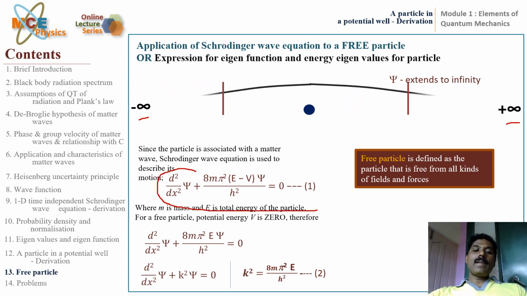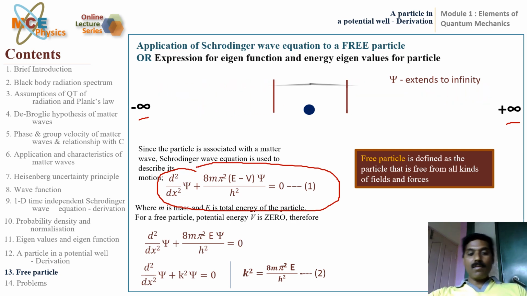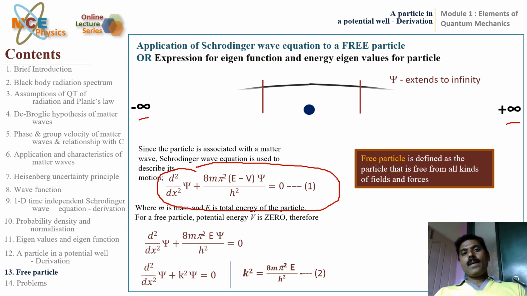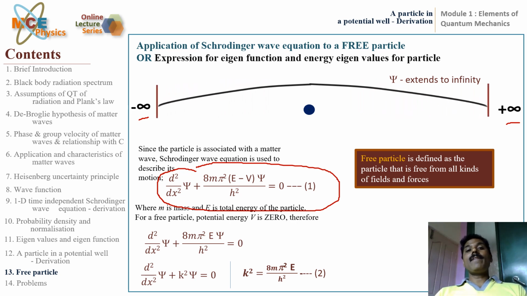d square psi by dx square plus 8 pi square m (E minus V) psi by h square equal to 0. And since it is the free particle, as I mentioned, it is the one which is free from all kinds of fields and forces. It is free from the gravitational force, it is free from the magnetic fields, it is free from the electrostatic force of attraction or repulsion. Only such a particle is said to be free.